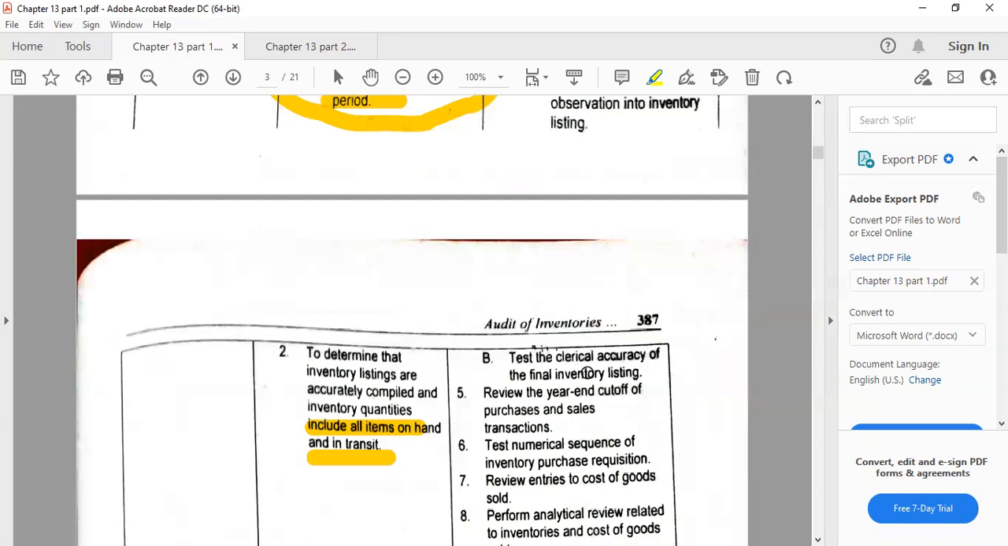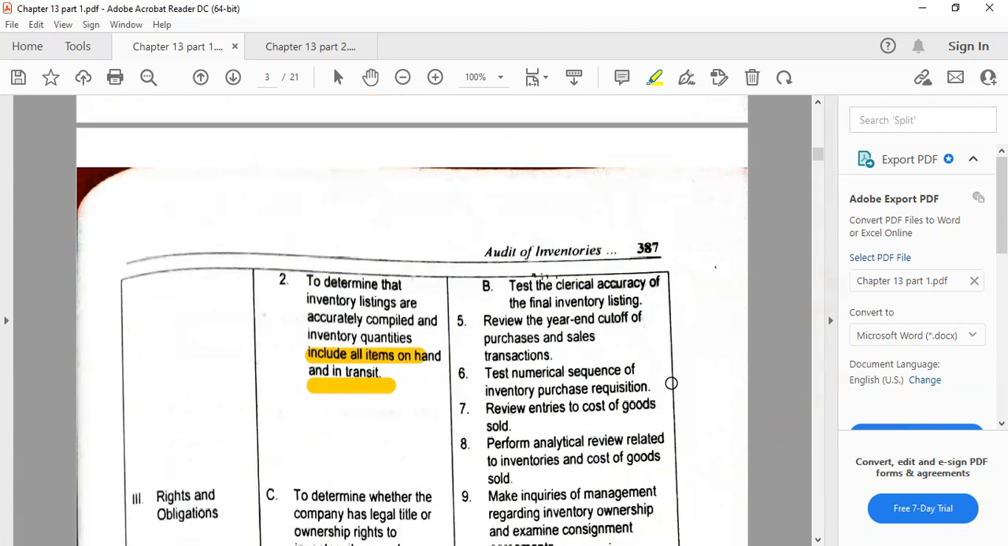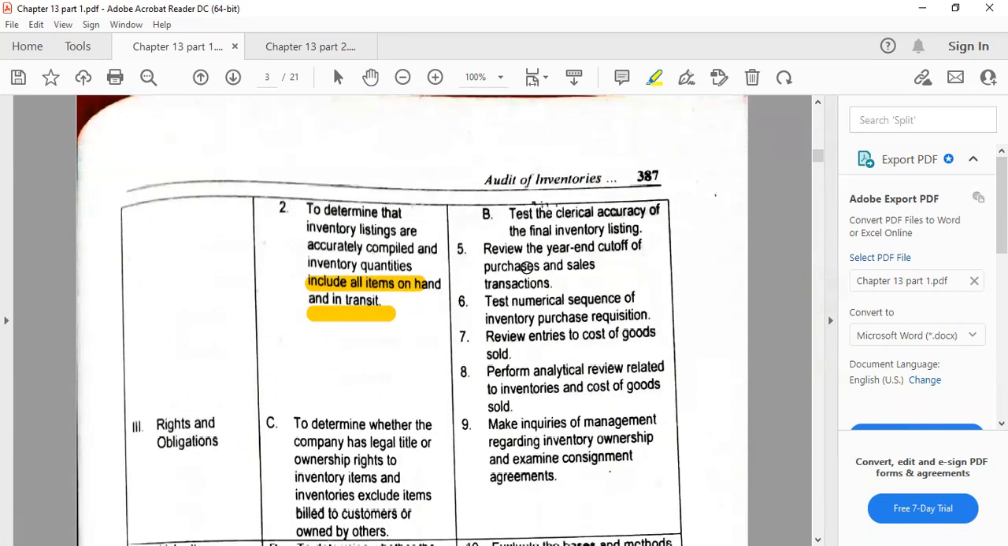And then we also test the clerical accuracy of the final inventory listing. Next, we review the year-end cut-off of purchases and sales transactions, which I explained earlier. These are transactions related to inventory that have occurred very near year-end or very early in the next year.